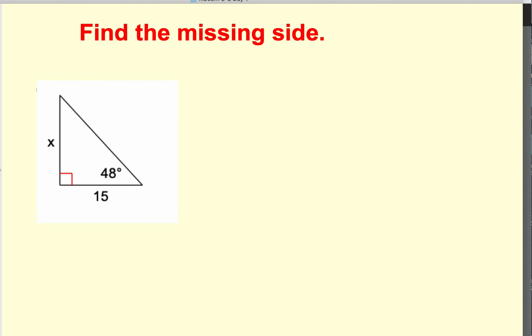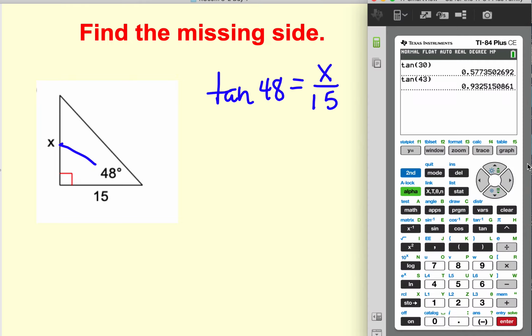Okay, now this is going to be very helpful to finding this side. Notice that we cannot use the Pythagorean theorem because we don't know two sides. We cannot use 30-60-90 or 45-45-90. So we're going to use tangent. I'm going to write tangent of 48 equals the opposite, which is x, over the adjacent, which is 15. Now we can put this in our calculator. So I'll just go ahead and do that.